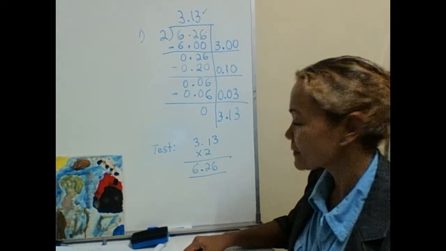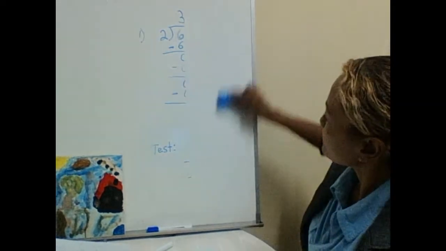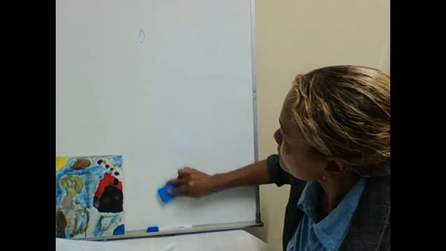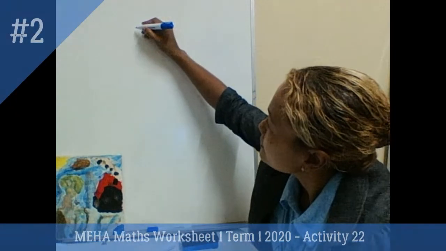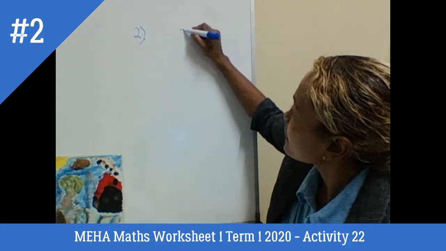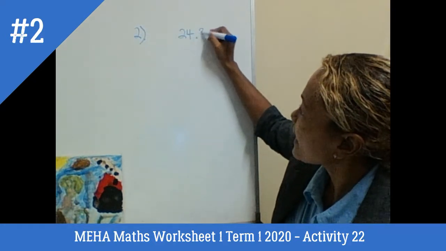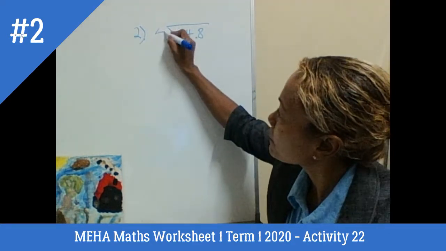On to the second one. Second one is 24.8 divided by 4.